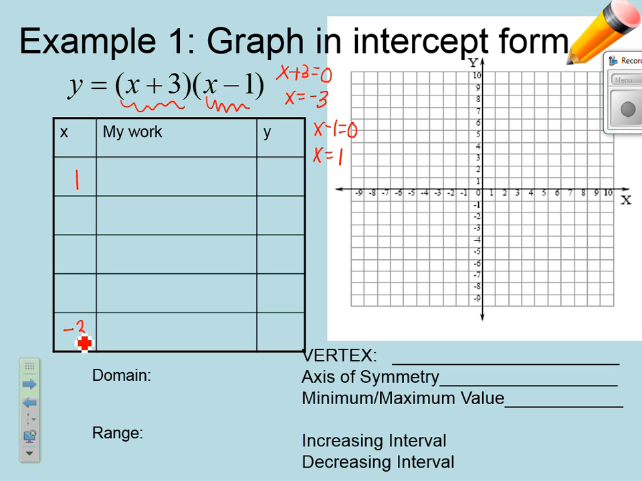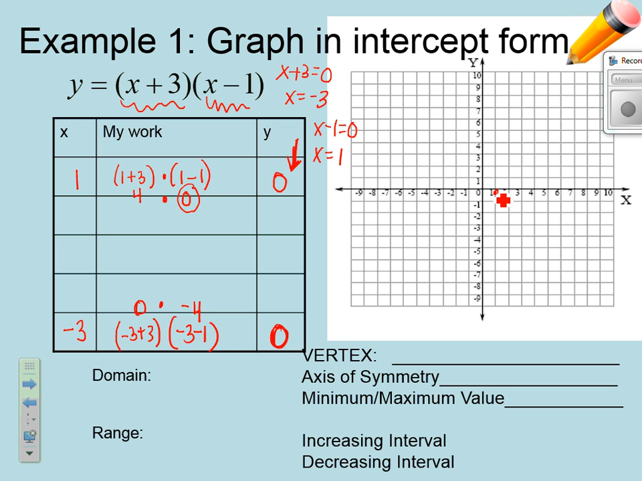Now what's really cool about that is that when you plug an x in to 1 plus 3, which is 4, times 1 minus 1, which is 0, anything times 0 is 0. The x-intercepts, the y is always 0. So if I plug negative 3 in, I would get 0 times negative 3 minus 1 would be negative 4, and anything times 0 is 0. So that's a quick 2 points right there for you.